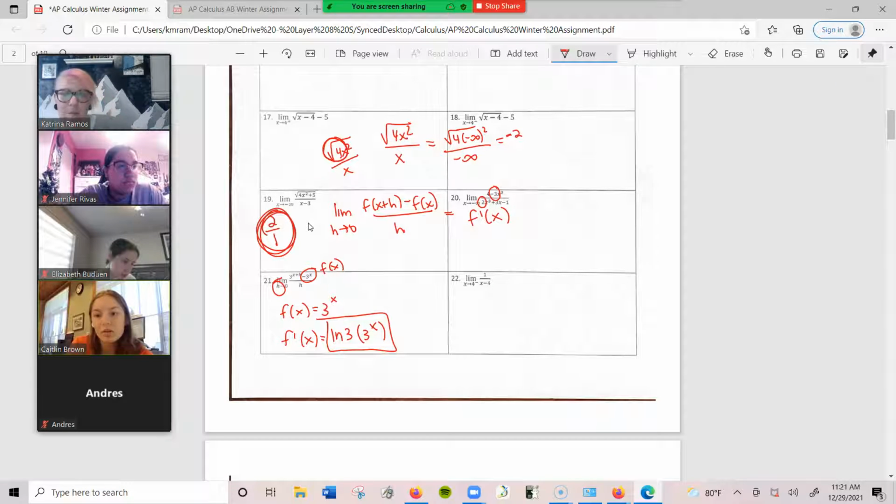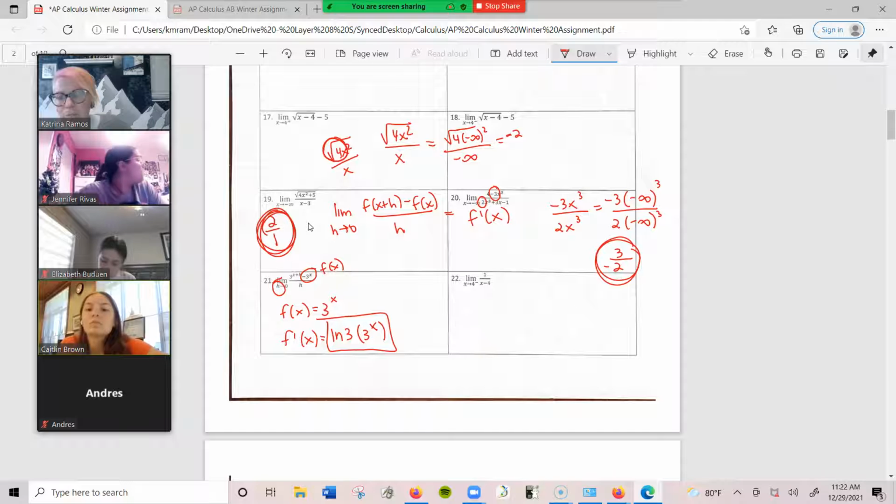But see, if you do the same thing, it's negative 3x to the third over 2x to the third, right? If you plug in negative infinity, because x is approaching negative infinity, it's negative 3 times negative infinity to the third over 2 times negative infinity to the third. Anything negative raised to an odd exponent will remain negative. So this would be a negative times a negative, which would be a positive 3. And then 2, which is positive, times a negative would be negative 2. So it would still be negative 3 over 2.